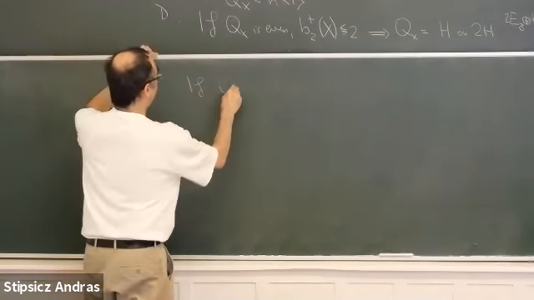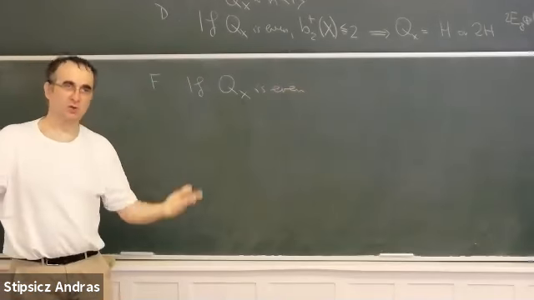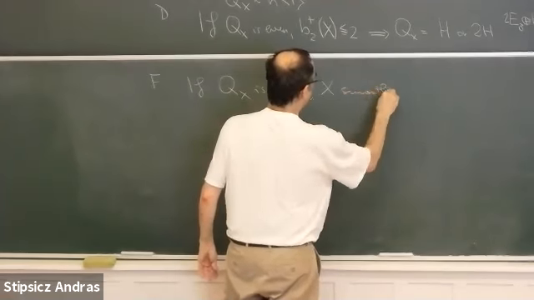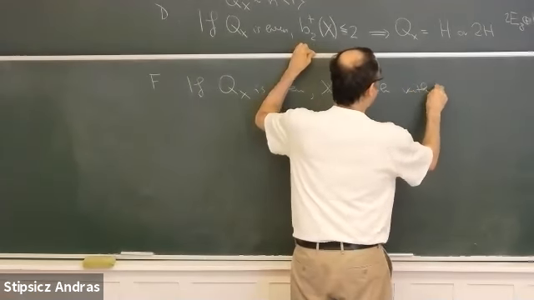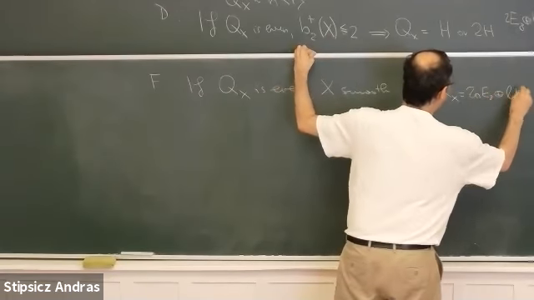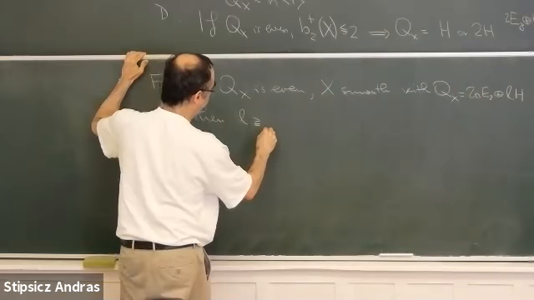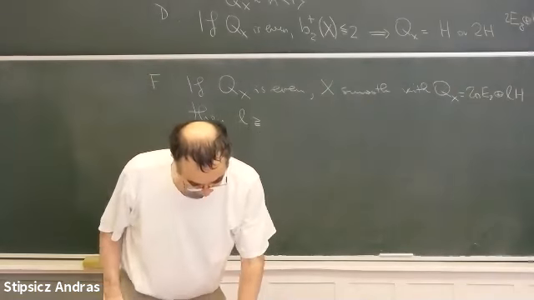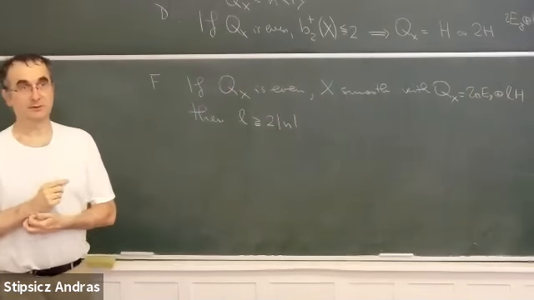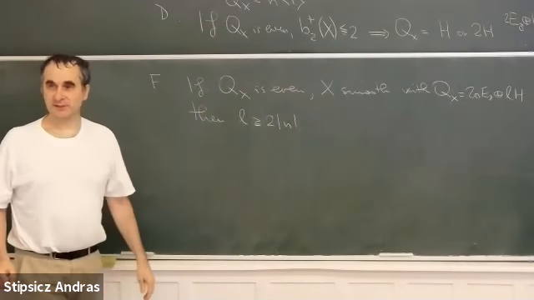Furuta: if Qx is even, and as always, X is a simply connected closed smooth four-manifold, with Qx = 2n E8 plus LH, then L should be at least 2 times the absolute value of n. So this is clearly a generalization of Donaldson's previous theorem.